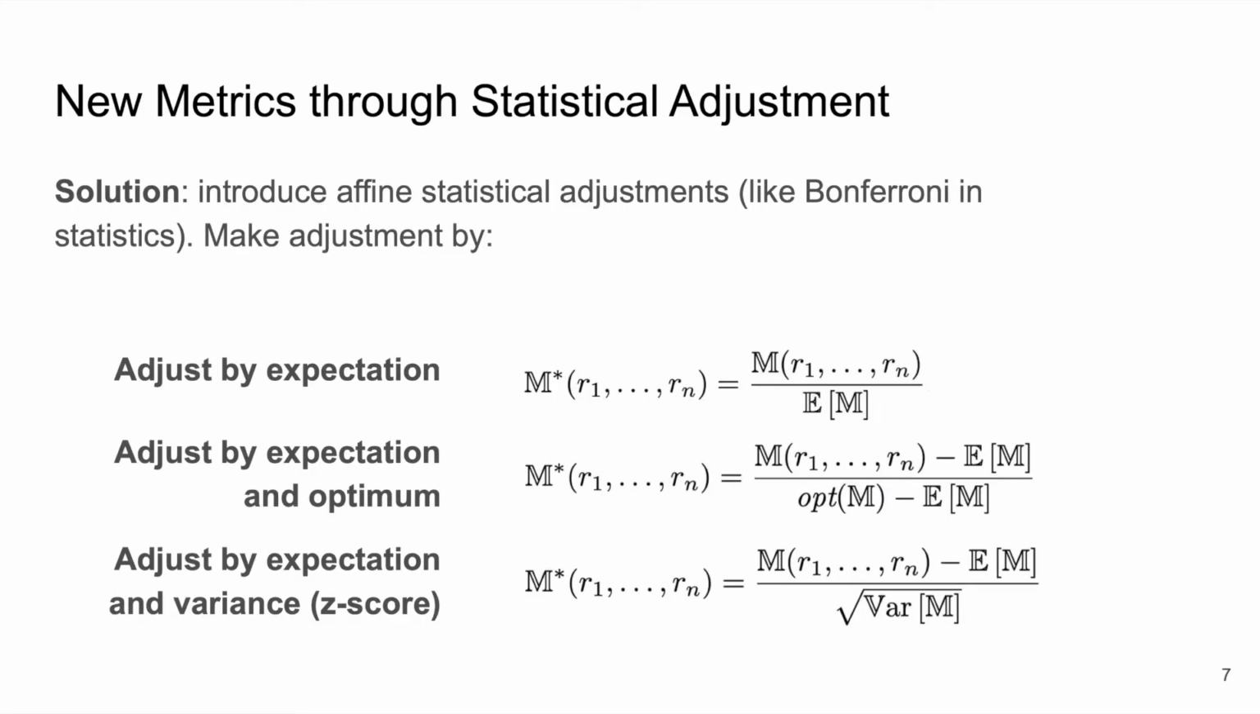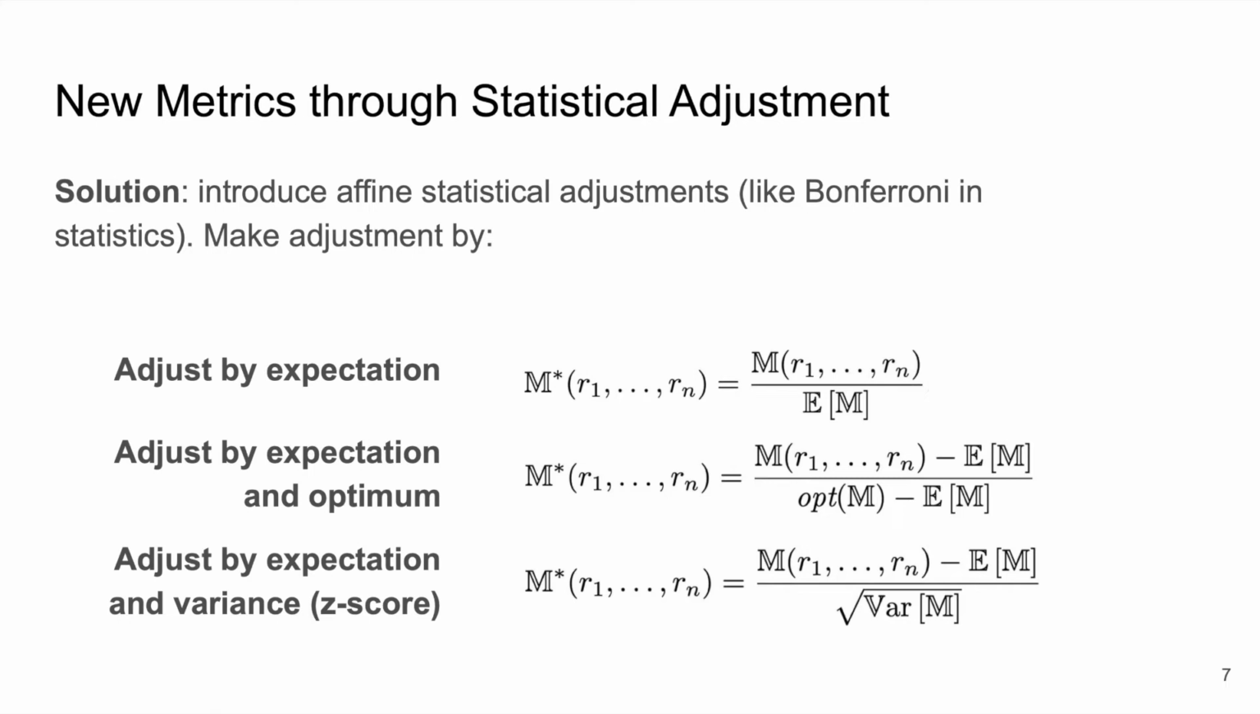So inspired by previous work from Bauerndorf et al., we proposed three statistical adjustments that can be applied to all of the base rank-based evaluation metrics that change their statistical properties. And this works because we can assume that all ranks are independent and identically distributed random variables with a discrete uniform distribution. So the first adjustment normalizes the expectation to 1.